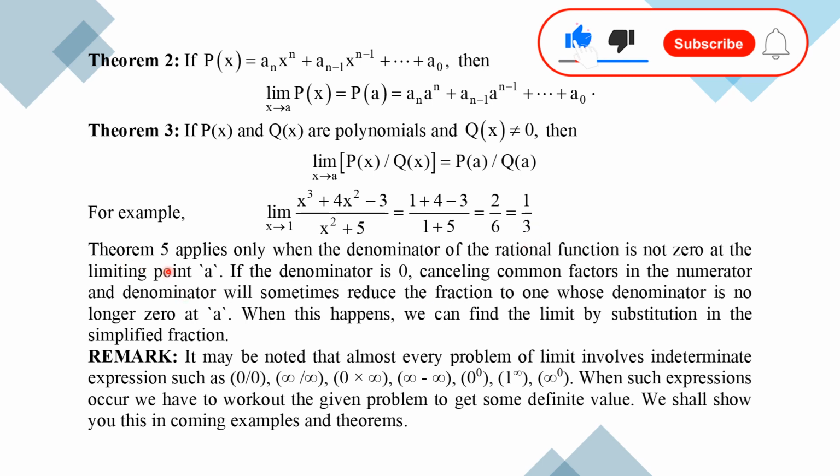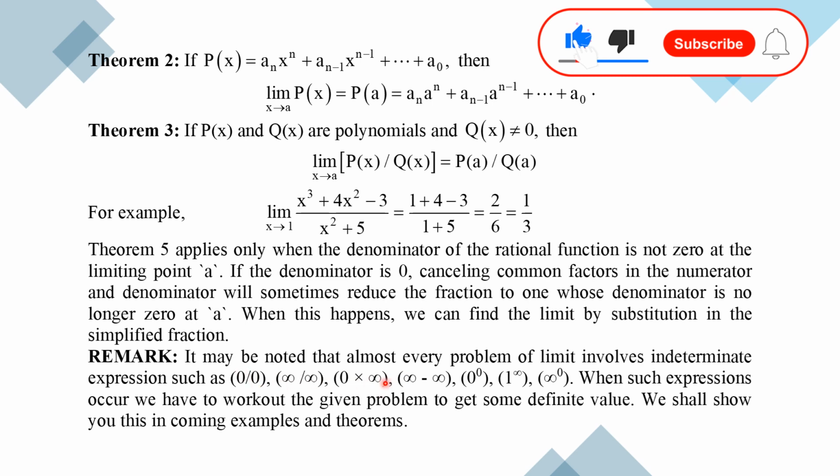Theorem 5: the quotient of polynomials rule applies only when the denominator of the rational function is not 0 at the limiting point a. If the denominator is 0, cancelling a common factor in the numerator and denominator will sometimes reduce the fraction to one whose denominator is no longer 0 at a. When this happens, we can find the limit by substituting into the simplified fraction.